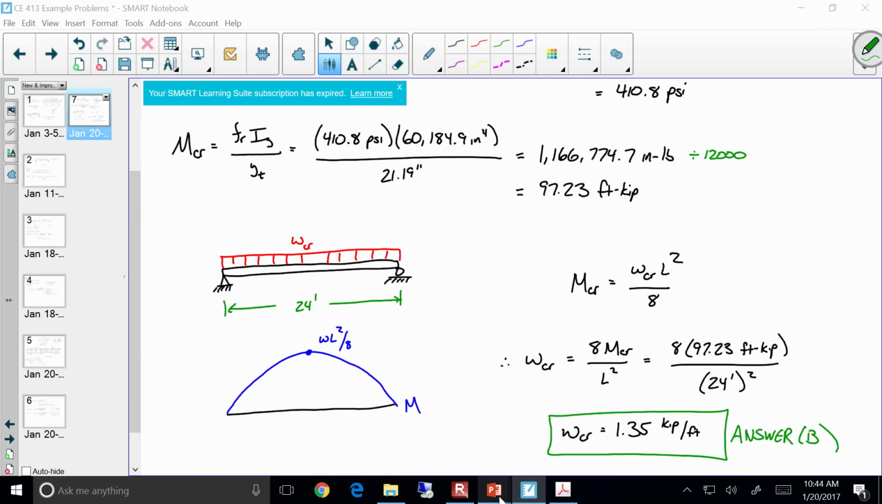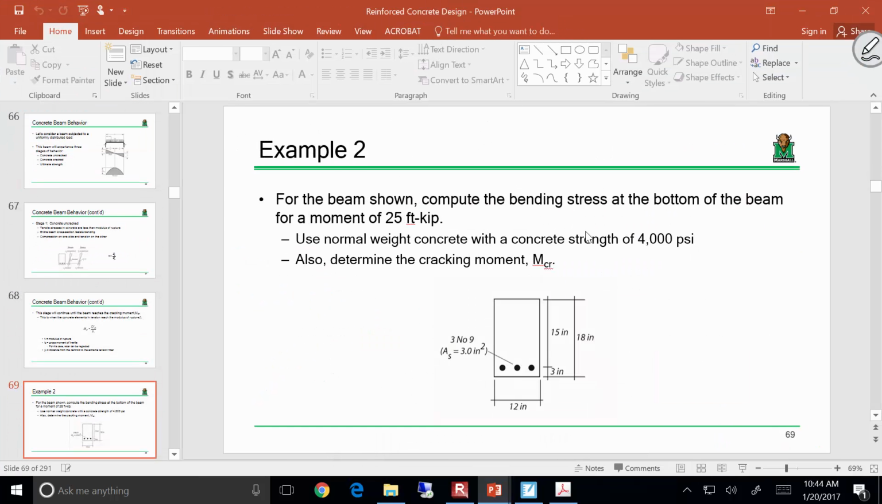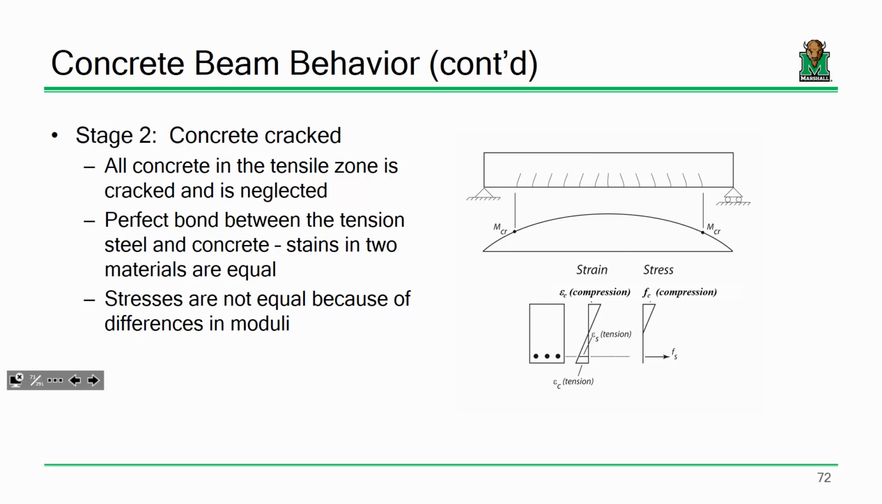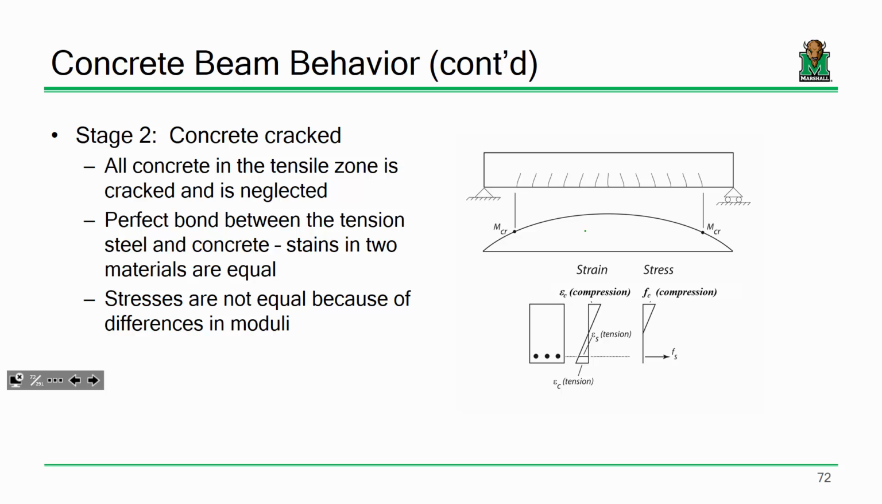Now let me start to introduce what's going on with this next example. And we won't finish it, I don't think, but we'll at least get into it. So everybody's okay with this? Okay. So the next thing we have to ask is a question that's been looming on everybody's mind: what happens afterwards? In other words, the cracking moment on that beam was like 97 foot kips. Well, what happens if I put 120 foot kips on it? What that means is that the tensile stresses in the concrete have exceeded the rupture stress, and the concrete in tension is essentially ineffective.